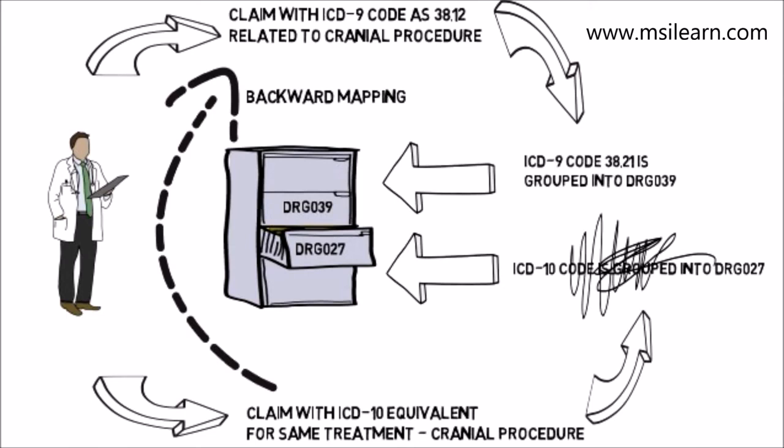So for the same treatment, for which the doctor received, say, $1,000 for example, in the past, the doctor will continue receiving the same amount even in the ICD-10 world. And this way, the insurance company won't end up paying more or less. Even the doctor won't end up getting less or more payment from the insurance company. Everything will be maintained as it is. And that's basically the whole concept behind financial neutrality and backward mapping.